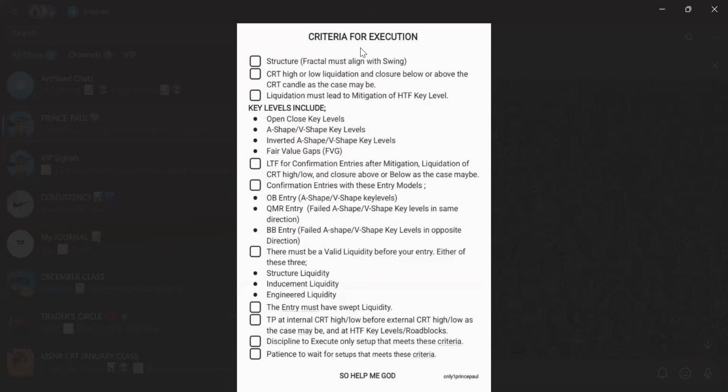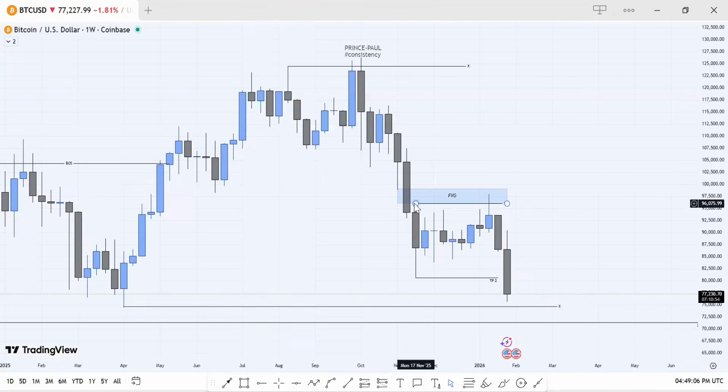Okay, so quickly we're going to go back to our charts. You can see this was the CRT high liquidation. This was the mitigation of the fair value gap. And we got the closure below the CRT candle, right? So that's all we wanted to see. And now once you get that closure, you go down to the lower time frame to do what? To get your confirmation entry.